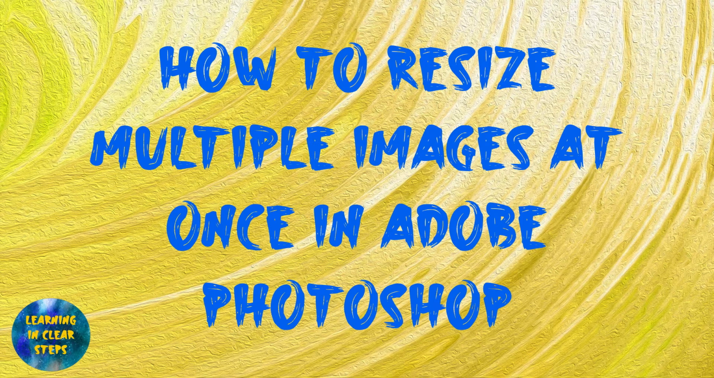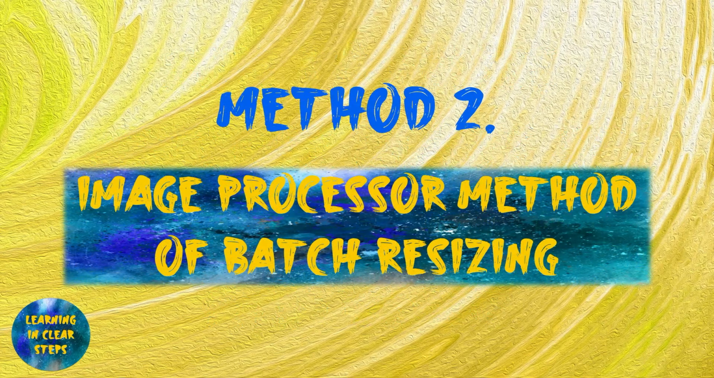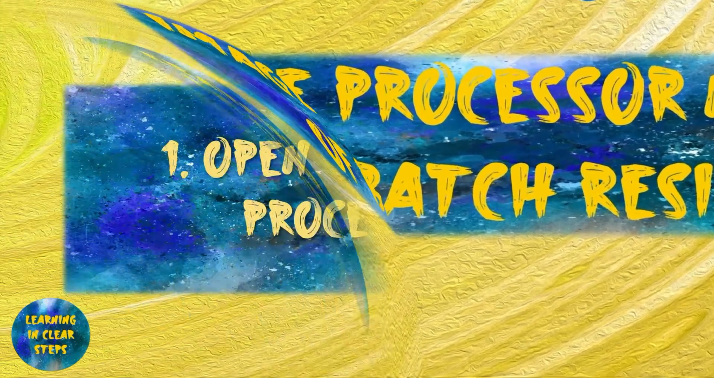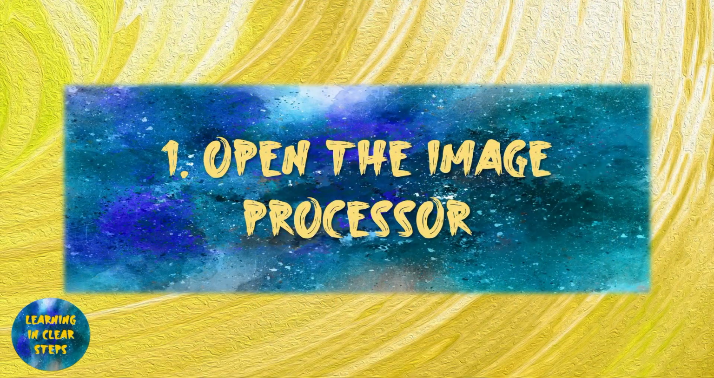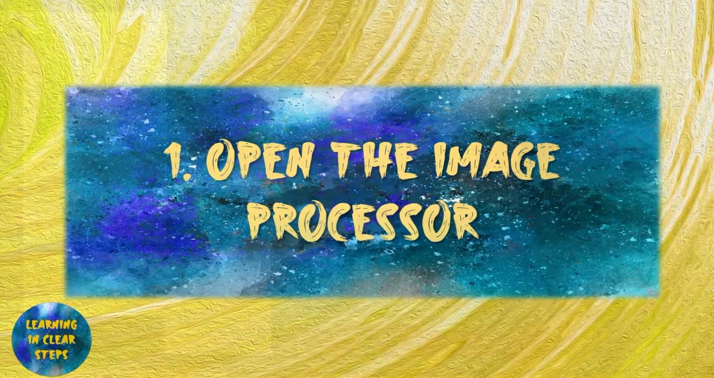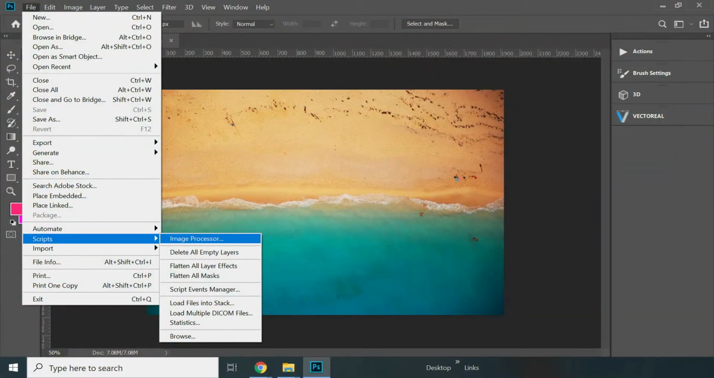How to resize multiple images at once in Adobe Photoshop. Method 2. Image Processor Method of Batch Resizing. Step 1. Open the image processor. Choose File, Scripts, Image Processor.